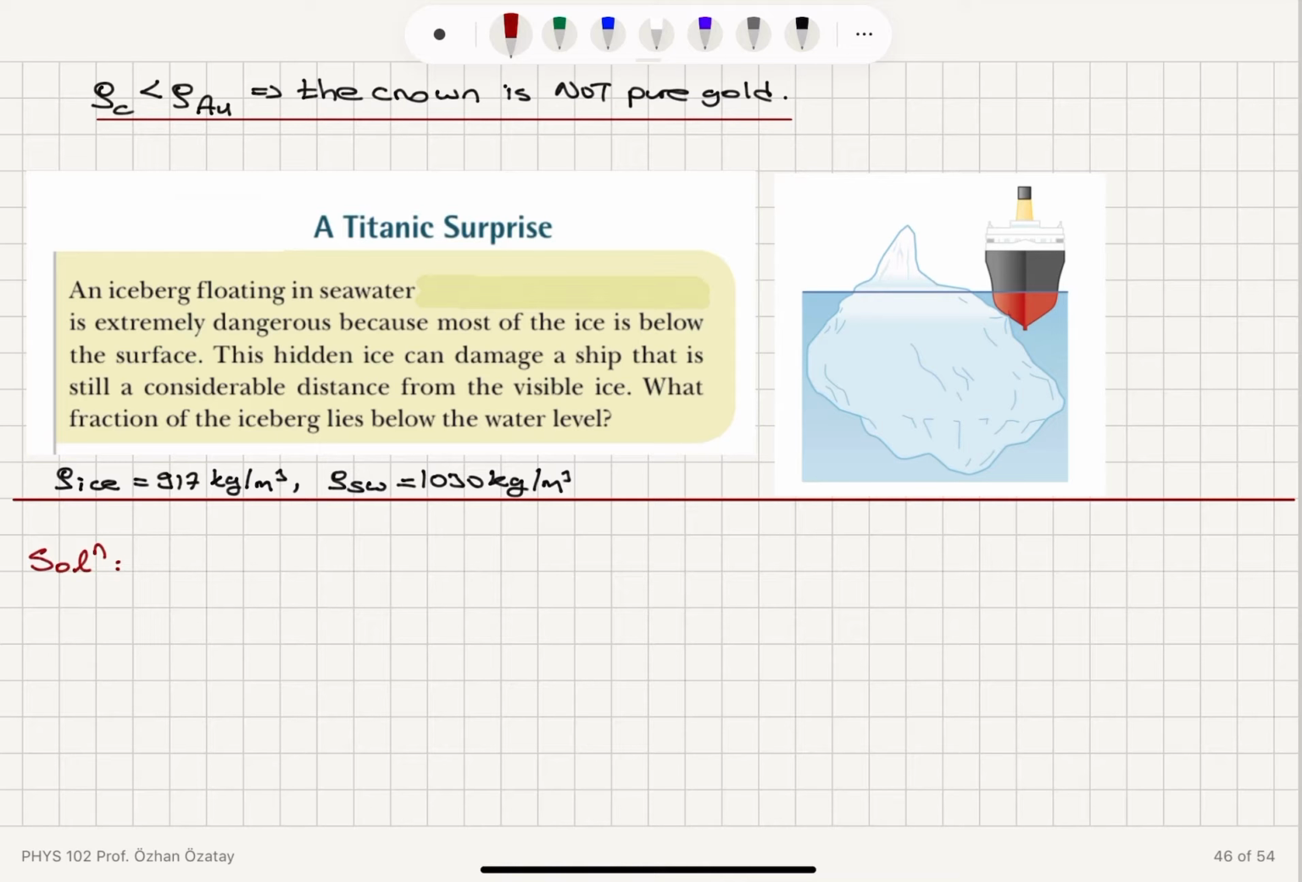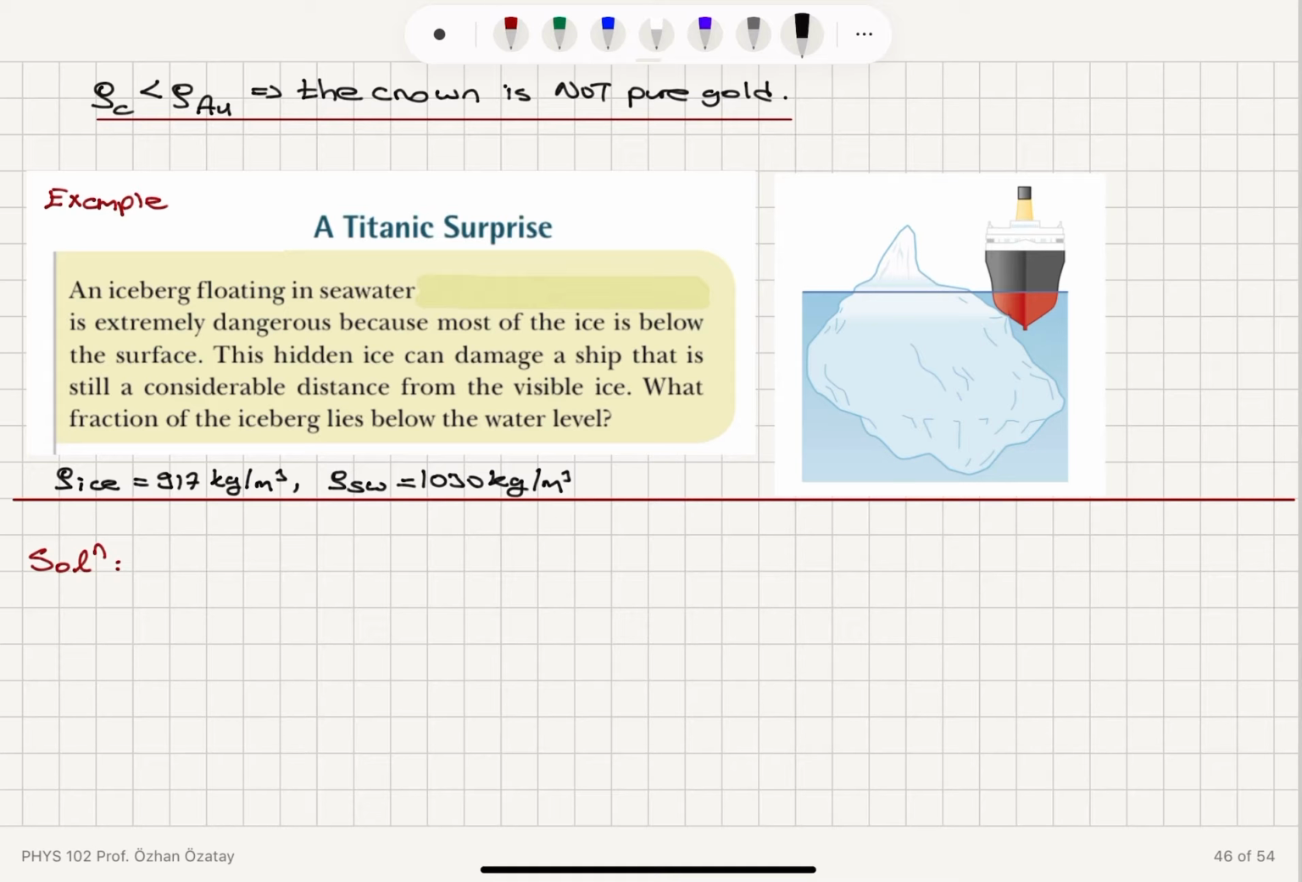Another example, a Titanic surprise. An iceberg floating in seawater is extremely dangerous because most of the ice is below the surface. This hidden ice can damage a ship that is still a considerable distance from the visible ice. What fraction of the iceberg lies below the water level? So you can see, and that's the reason why Titanic sank. The density of ice is 917 kilograms per meter cubed. Density of seawater is 1030 kilograms per meter cubed.